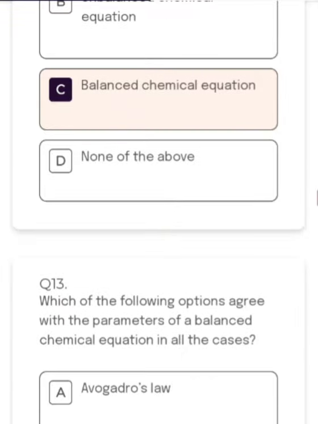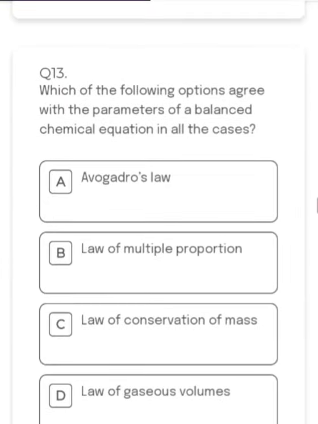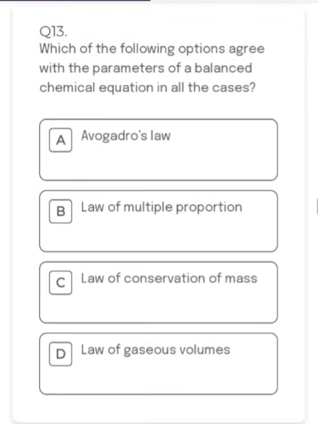Yes, next question. Which of the following options agree with the parameter of a balanced chemical equation in all cases? Yes, among all of these, which option agree with the parameter of a balanced chemical equation? Yes, that option is option C, law of conservation of mass.